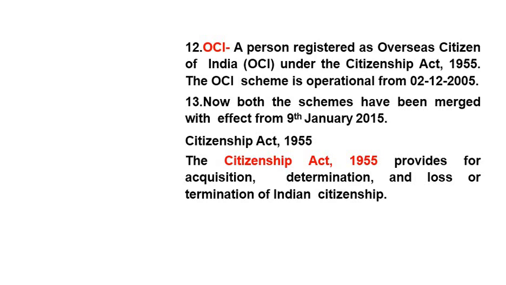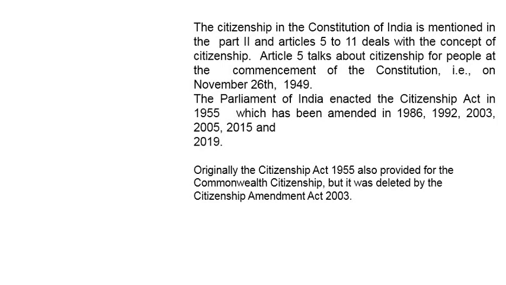The Citizenship Act 1955 provides for acquisition, determination, and loss or termination of Indian citizenship. In this act, how we will get the citizenship, the cancellation, the loss or the termination of Indian citizenship is written in the Citizenship Act 1955. Then citizenship in the Constitution of India is mentioned in Part 2, and Articles 5 to 11 deal with the concept of citizenship. We have discussed all the details of that.